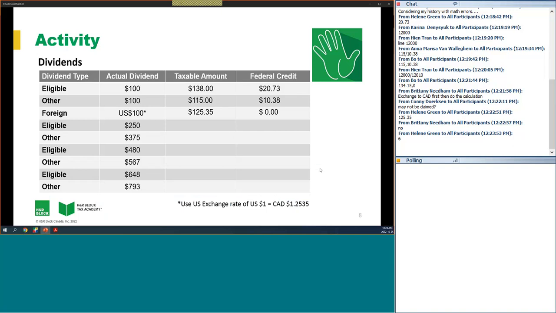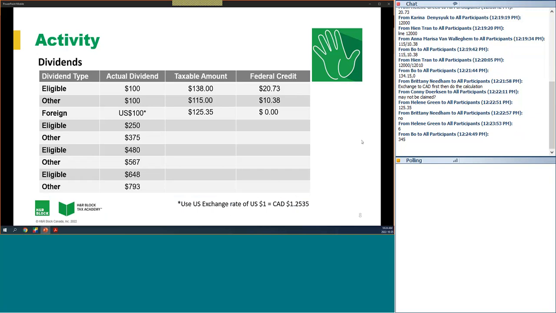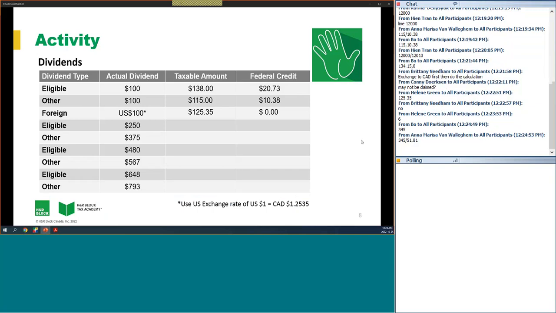We have eligible dividends, 250. What does that work out to for a taxable amount? Gross it up first, and then take the tax credit. If you're not quick at math, then you can jump ahead and do the next one ahead of time. All right, we've got 354 and 5181. Let's see. 5182. Watch those rounding numbers.